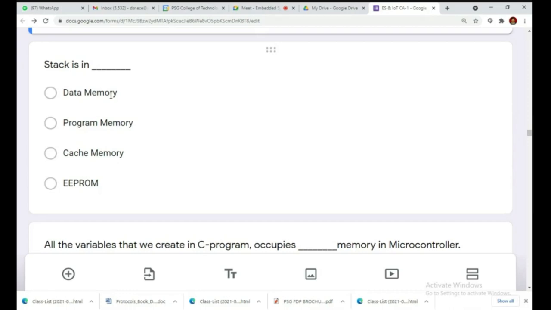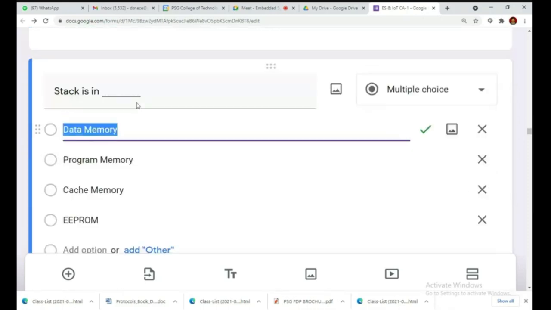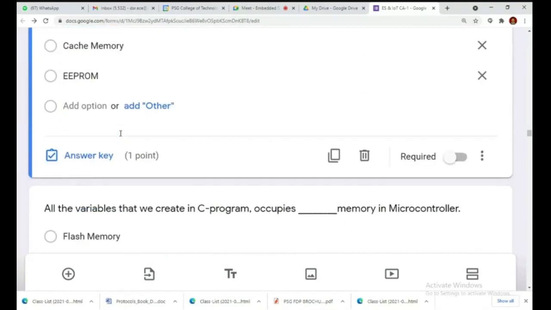So whenever necessary, the program can push the return address to the stack. Whenever necessary, the program can pop the return address from the stack. So read-write nature is necessary whenever we talk about stack. Data memory is the rewritable memory, and stack will be in data memory. So data memory is the right answer with respect to this question. Stack is in data memory.